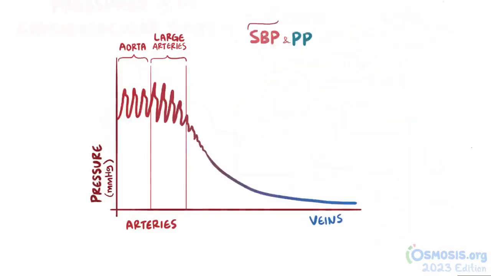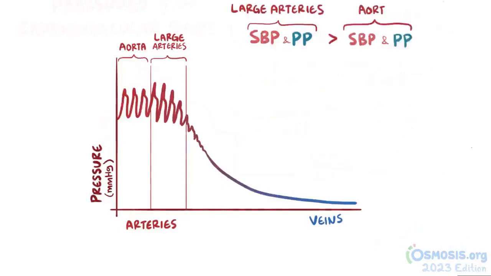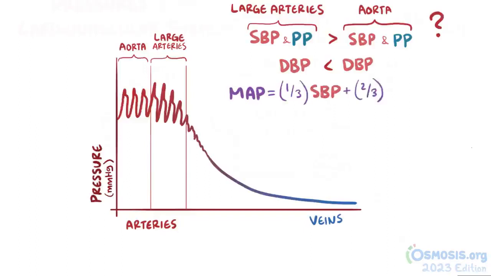Alright, so it should seem a little weird that both the systolic pressure and the pulse pressure are higher in the downstream arteries, since we know that blood wants to move from a high pressure area to a low pressure area. But one thing to remember is that in the large arteries, the diastolic pressure is lower. And remember that it's the mean arterial pressure that drives blood flow. And this is mostly affected by diastolic pressure, which is highest in the aorta.